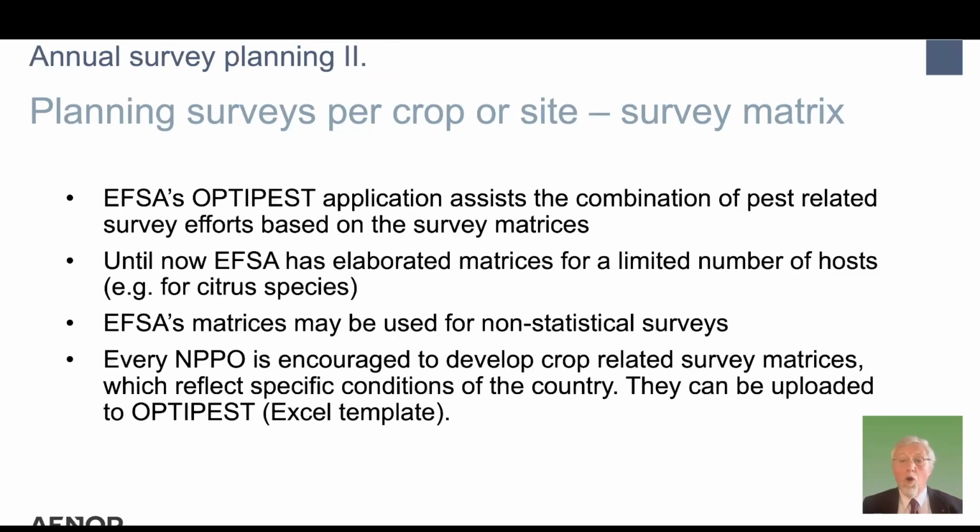The EFSA's OptiPest application assists the combination of pest-related surveys based on the survey matrices. Until now, EFSA has elaborated matrices for a limited number of hosts. EFSA matrices may be used for non-statistical surveys as well. Every National Plant Protection Organization is encouraged to develop crop-related survey matrices which reflect specific conditions of the country. They can be uploaded to OptiPest in the form of an Excel table.